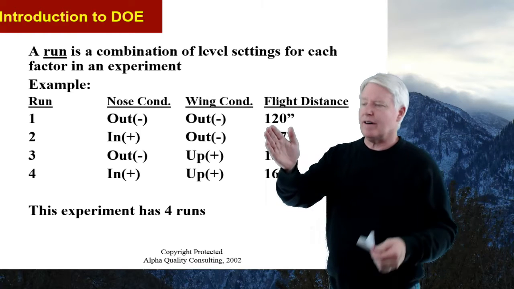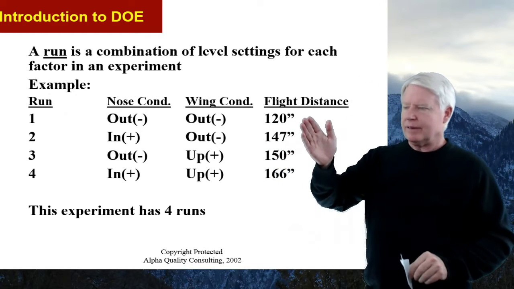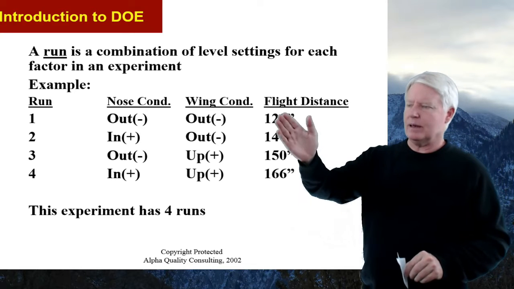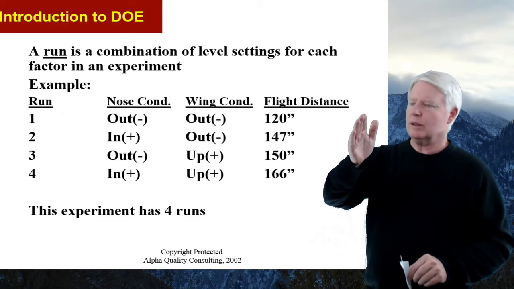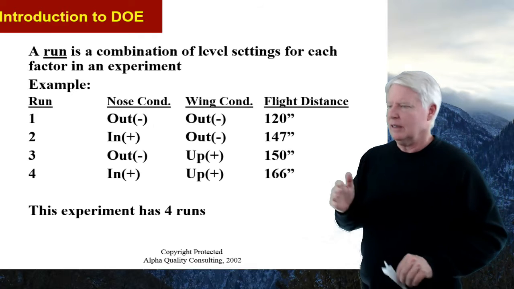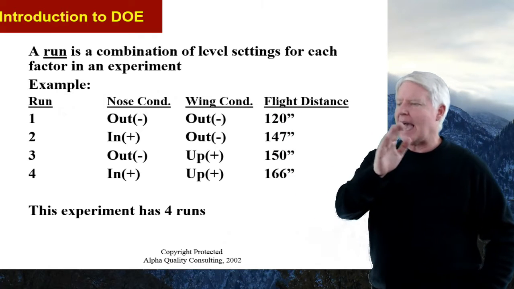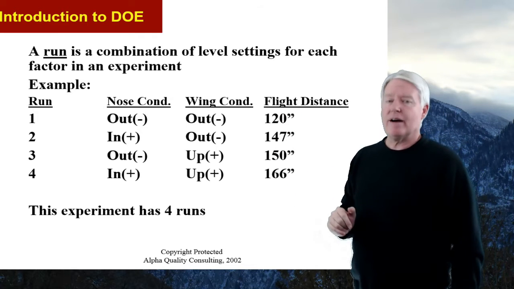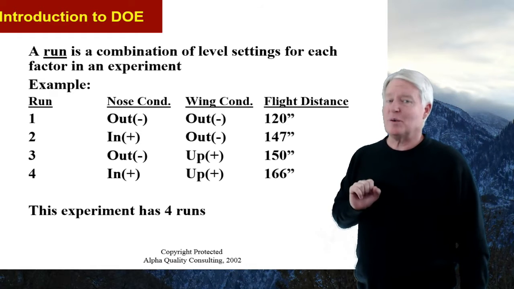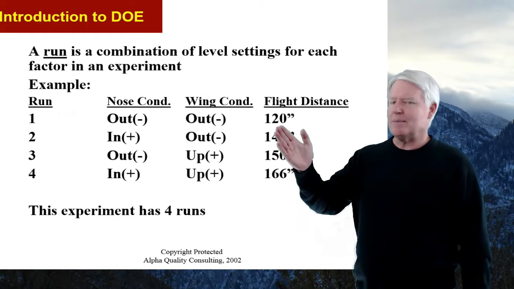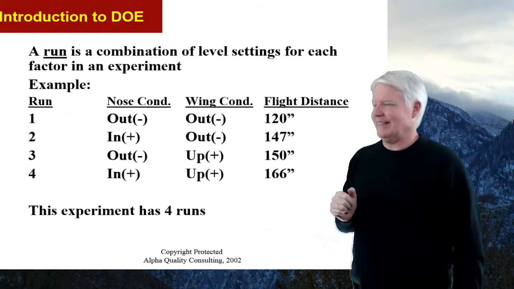Now I may test it 5 more times. You can do that. 5 times, 5 replicates, and I have 120, 118, 122, 125, 117, whatever. And I get 5, and I can take the average of those flight distances if I want to do replicates. In most cases, you want to do replicates. Since I want to keep this simple, I just kept it one value.